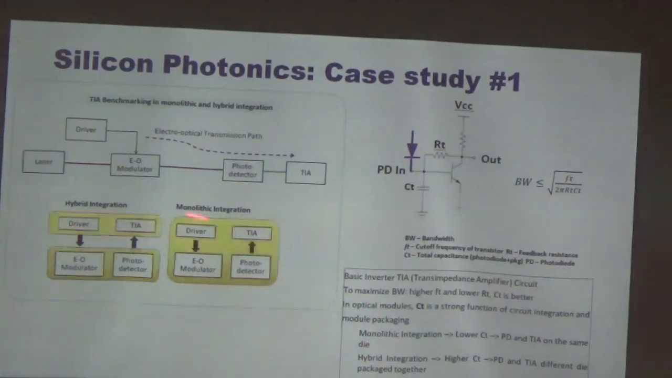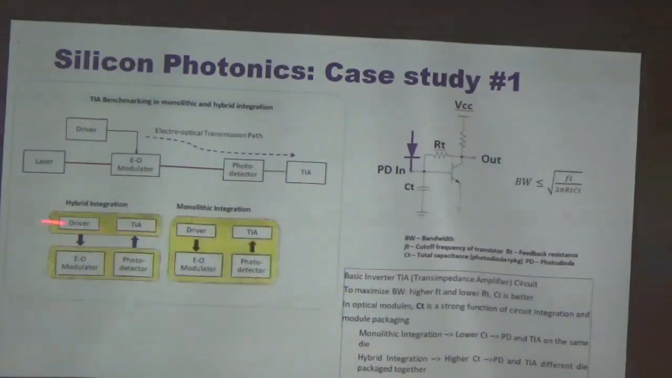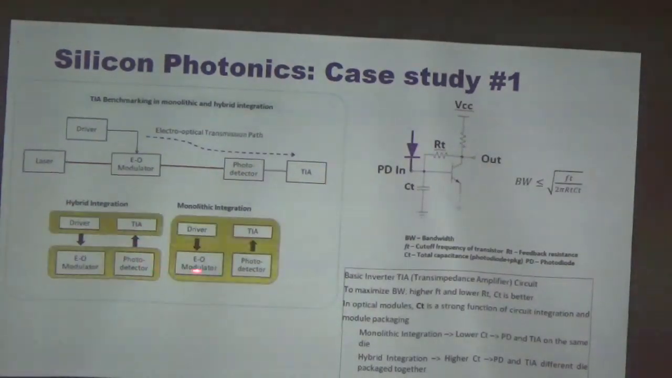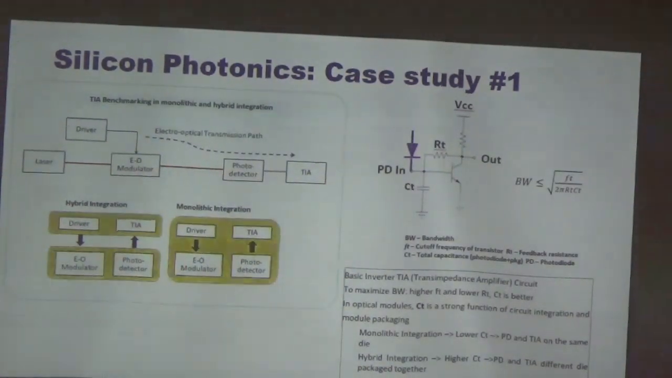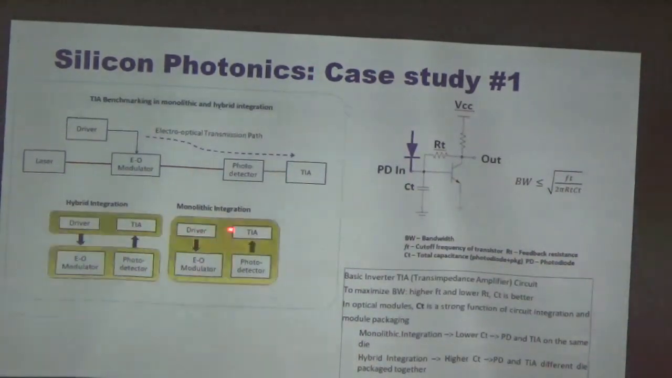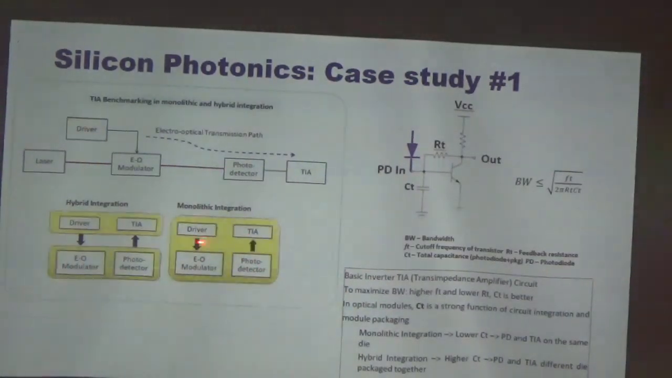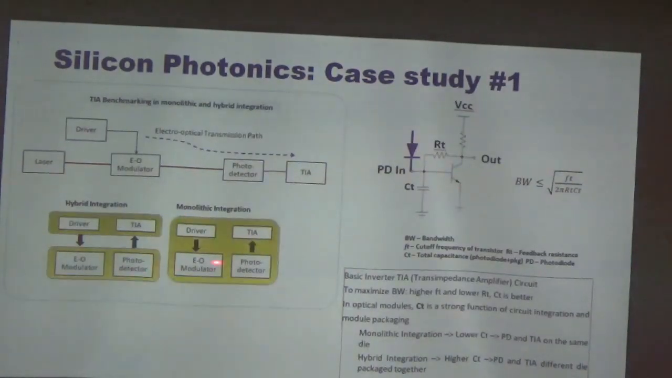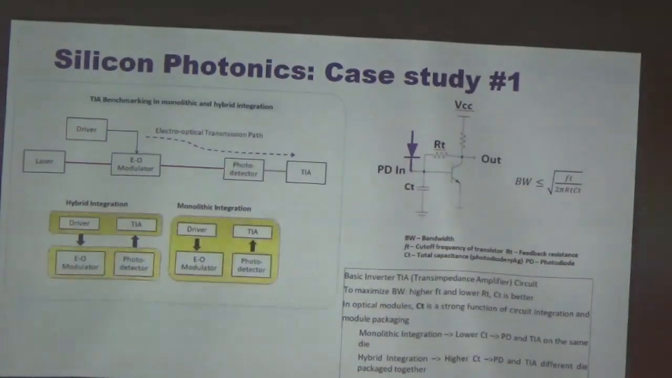So a lot of industries are investing in both of these directions. There are some pros and cons associated with these two techniques, which will be studied. Just like the photodetector, which is used on the receiver side, on the transmitter side we have a driver, just like the TIA. The other thing is the electro-optical modulator. So the modulator is used on the transmitter side.